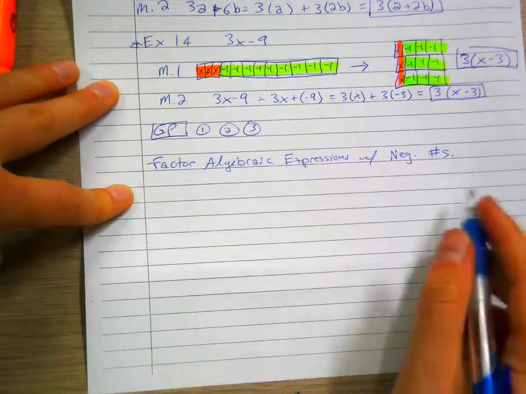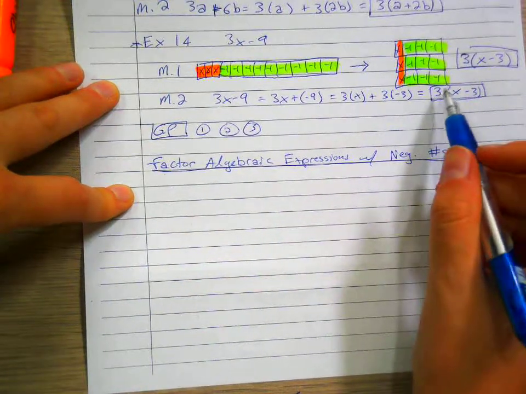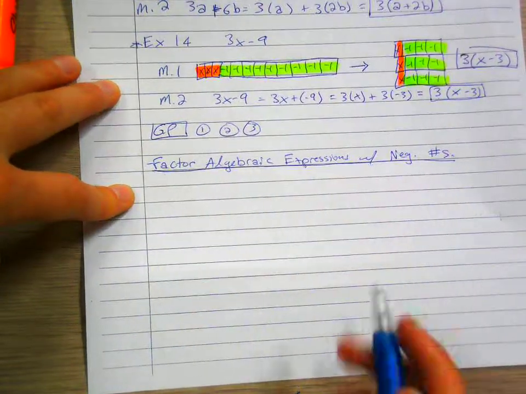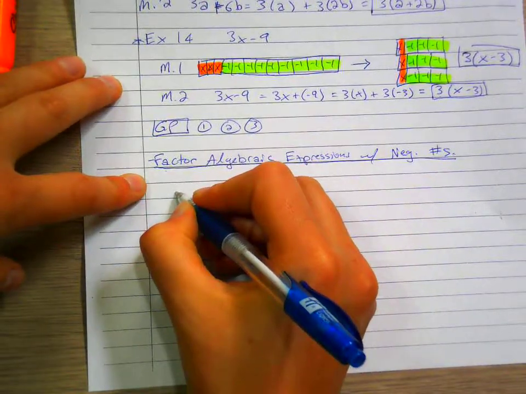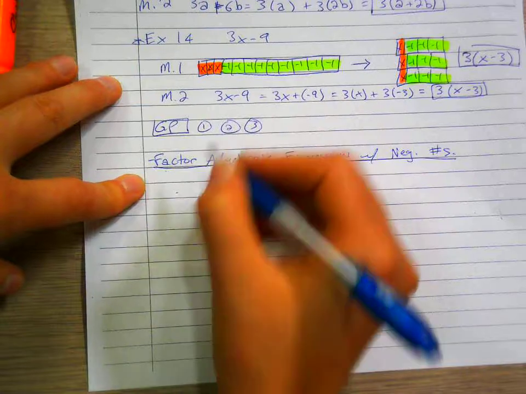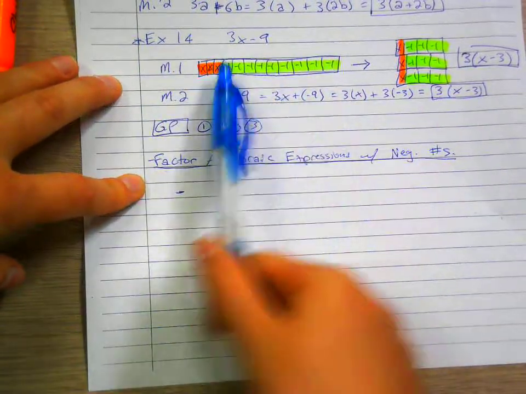Now we're going to factor algebraic expressions with negative numbers. So far we took out positive numbers like 3 and 2, but here we're going to take out ones with negative numbers. So it doesn't work as well with the bar method, but we can do it with method 2. By the time this starts making sense to you, you don't have to draw out the bars every time.